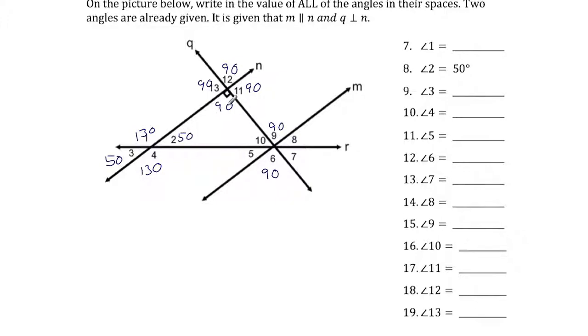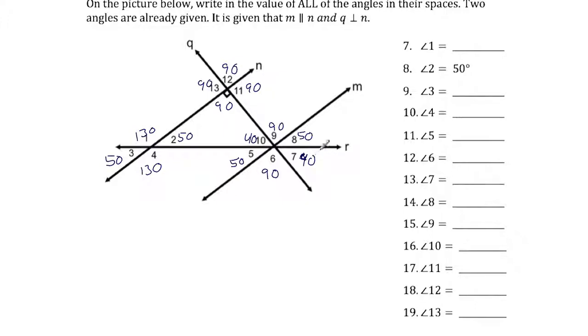Here, 50 and 90 add up to 140. So the remaining angle inside this triangle must be 40 degrees, since the angles add up to 180. Here we have this straight line going across. 40 plus 90 is 130, so this remaining angle must be 50. We can also see that angles 2 and 5 are alternate interior angles, so they're going to be the same. 5 and 8 are vertical angles, so that's going to be 50. And angles 7 and 10 are vertical angles, so that's going to be 40.